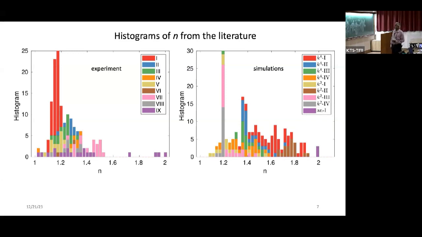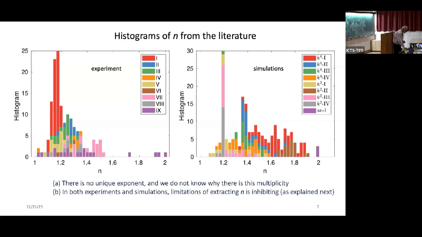And look at the simulations. It's even worse, right? So there is a problem. There is a real problem that we don't know the answer. Certainly, there is no unique exponent if you take all of them equally seriously, which, of course, one should never do. And we have some idea of why this multiplicity in both experiments and simulations, limitations of extracting n is very inhibiting, as I will explain.